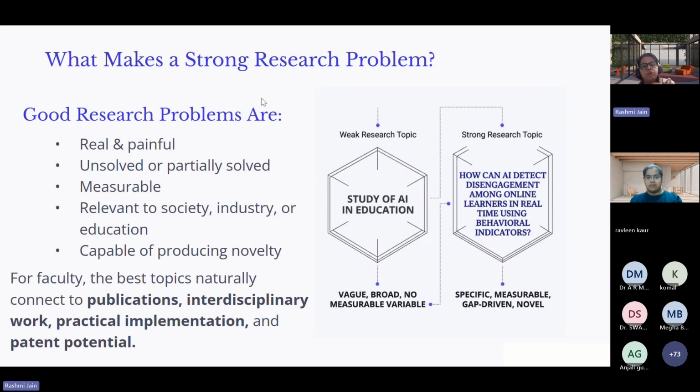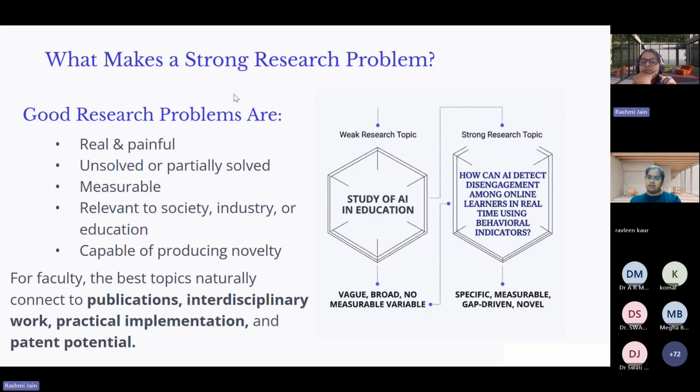So if you look at the two topics written here, study of AI in education, if you take this as a topic, it's very vague, it's very broad. It does not show you any measurable impact. However, if we convert it into a format, let's say we frame it this way: how can AI detect disengagement among online learners in real time using behavioral indicators?